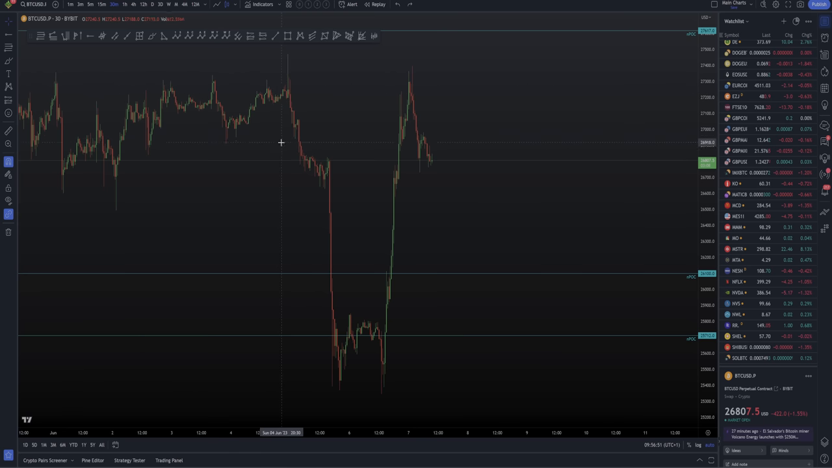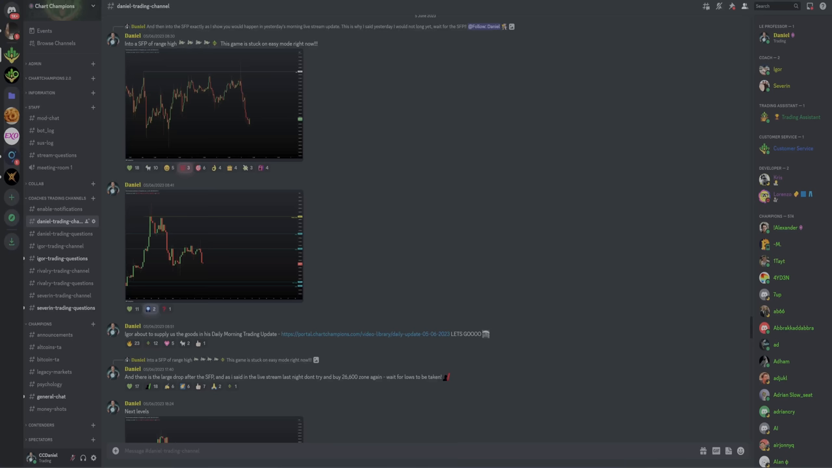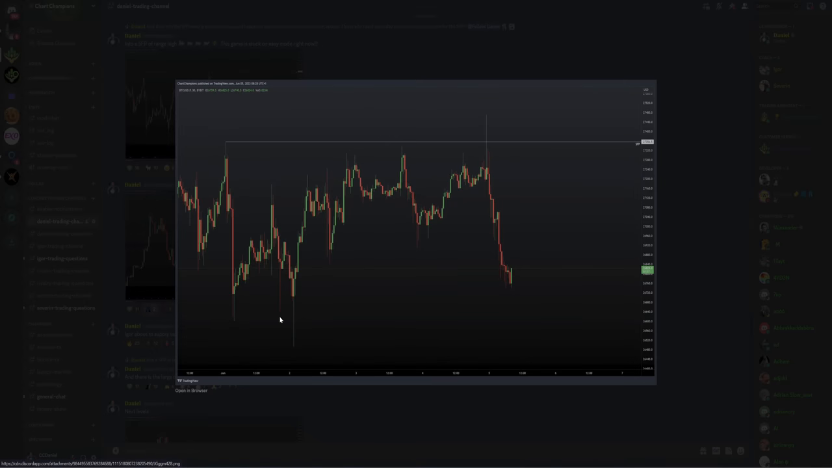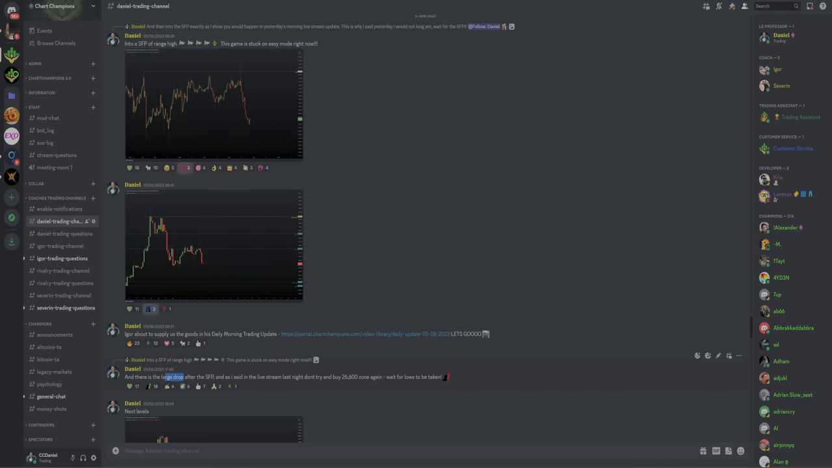So that just really goes to show you what you have to be paying attention to right now. And clearly, it is the swing failure pattern of the range high. Obviously, the day before we had seen this swing failure pattern of the range low up to range high. After that, we saw a large drop to the downside. I told my team on Sunday, don't try and buy 26,600 again. Wait for the lows to be taken.